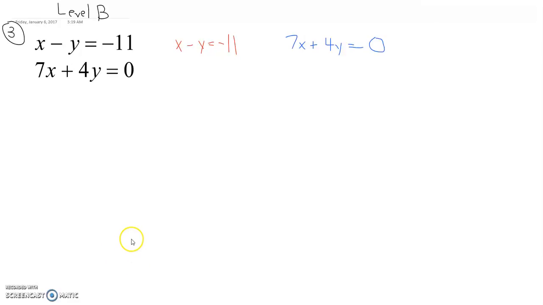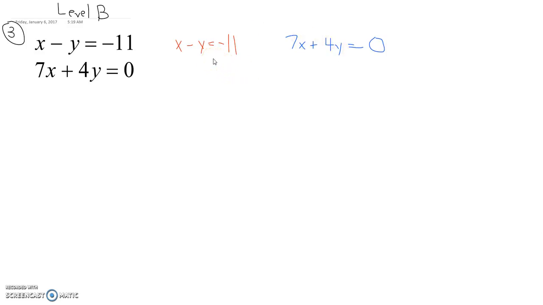So this is lesson 5.2, example number 3, and at this point we've reached level B. The reason these ones are more difficult is because if we look at it, my first equation is x minus y equals negative 11. My second equation is 7x plus 4y equals 0. If you look closely, you'll notice none of these equations are set up to do substitution right now.